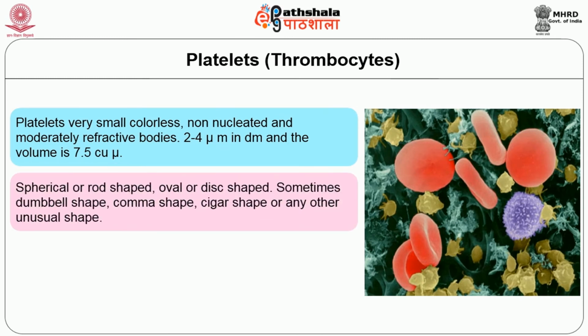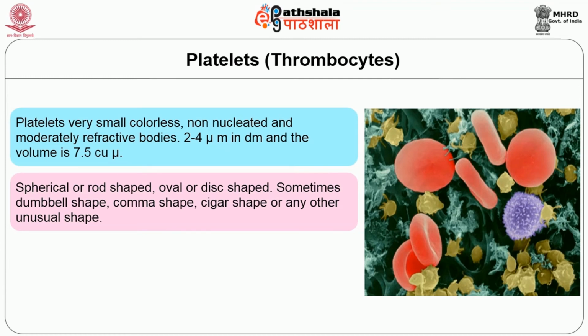The platelets are spherical or rod shaped and become oval or disc shaped. Sometimes they are of dumbbell shape, comma shape, cigar shape, or any other unusual shape.